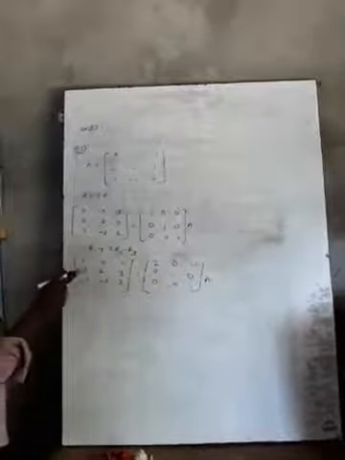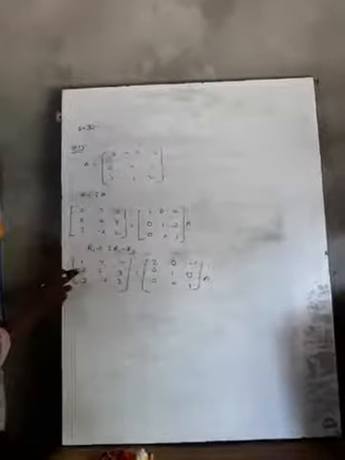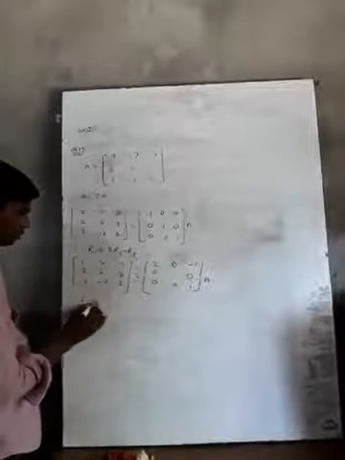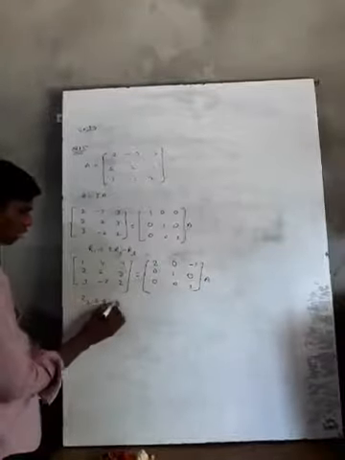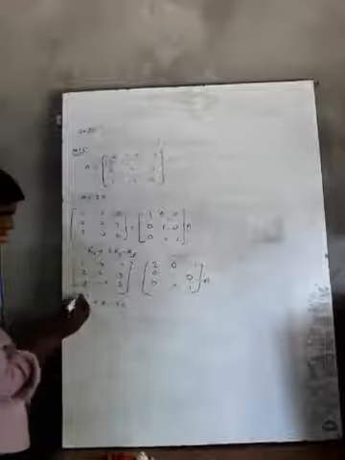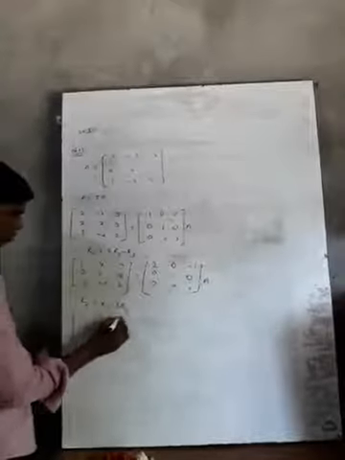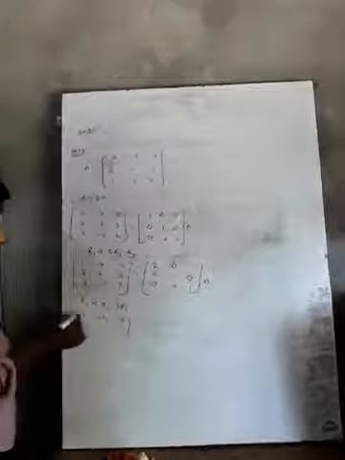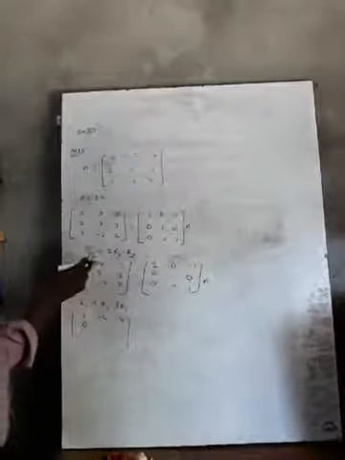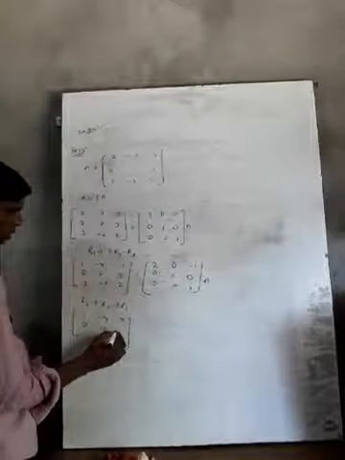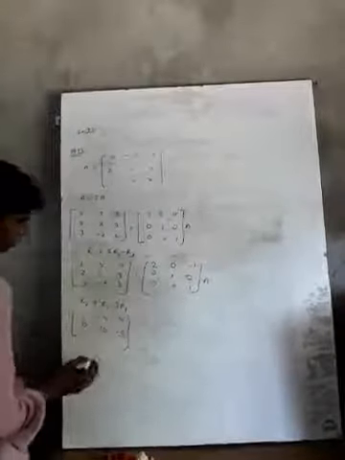We got here 1. Now we need here 0. We need here 0. To get R2 0, what can we do? R2 is equal to R2 minus 2R1. 2 means 2, 2 into 1, 2, so it will be 0. So it can be written as 1 minus 4 4, 2 minus 2R1 0, 2 minus 8 plus 8, 10, 3 minus 8, minus 5.